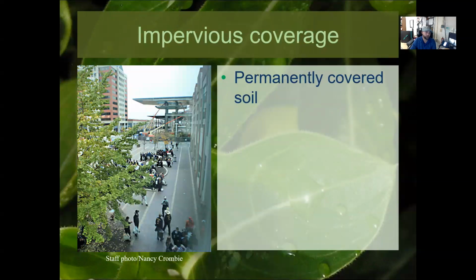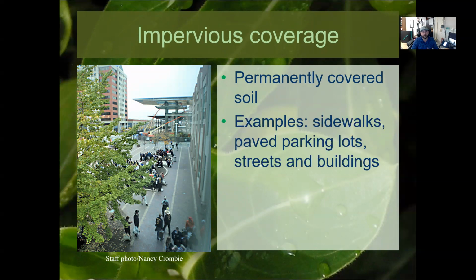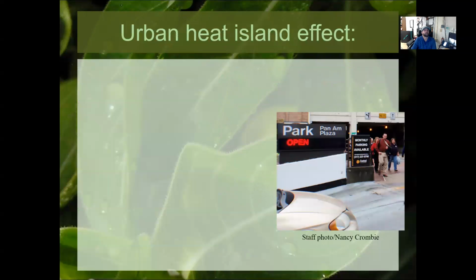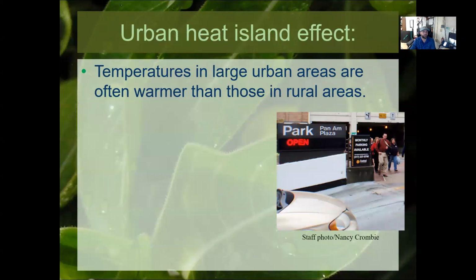So impervious coverage, permanently covered soil. This is anything covered by concrete, asphalt, any sort of typical urban materials. Some examples of this: sidewalks, paved parking lots, streets, and buildings. And then you also have to deal with the urban heat island effect. This is temperatures in large urban areas that are often warmer than those in rural areas.